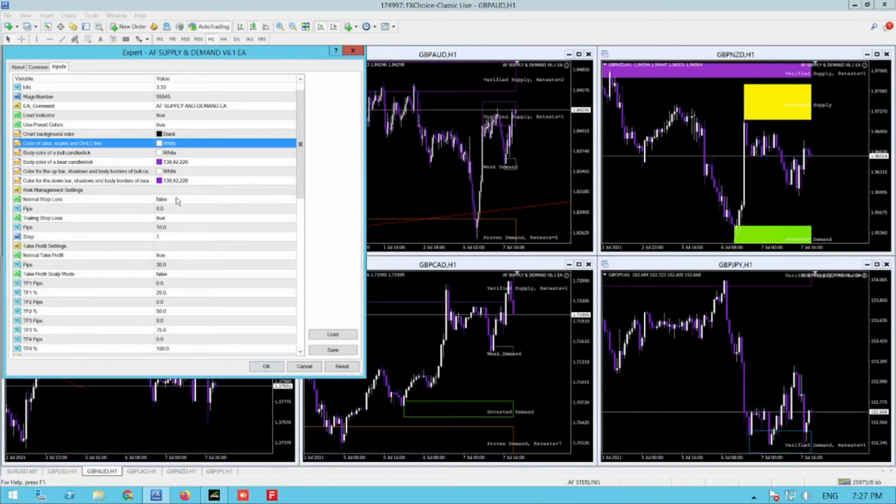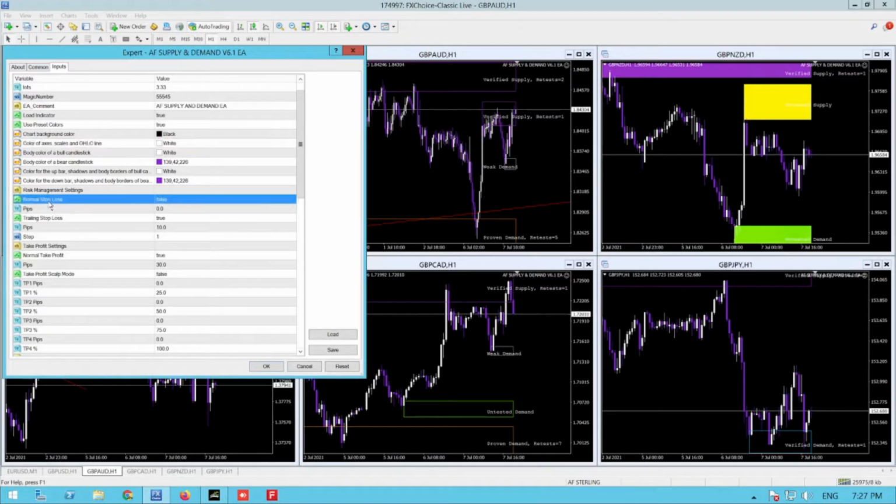When I first compiled this EA, it was one of the main factors that I had to make sure was there in this particular EA. And I wouldn't have it any other way. It had to be right for me and for my traders. So let me explain. The first thing here is a normal stop loss.